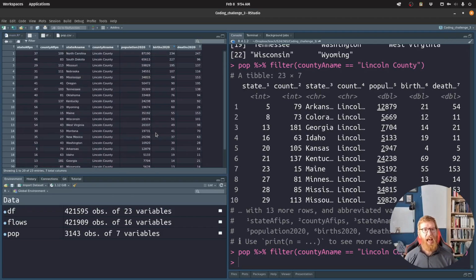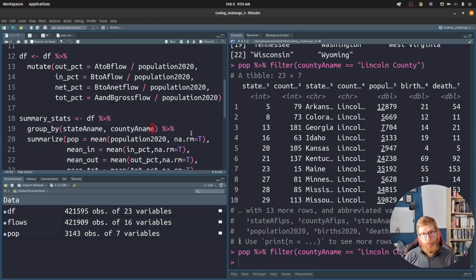So if we were to average across Lincoln County without specifying the state, we're going to get some weird looking results. And that's going to be inaccurate. Right? It's going to lead us to a mistaken conclusion. Unless what we're investigating is, do people really like places called Lincoln County?